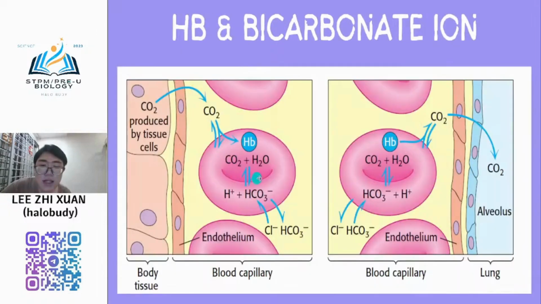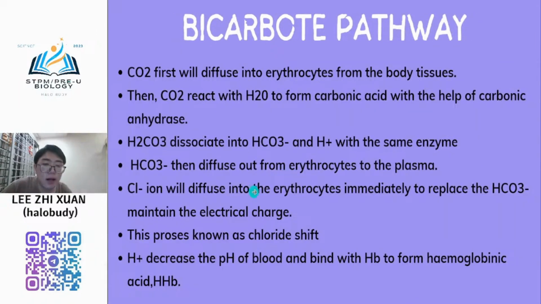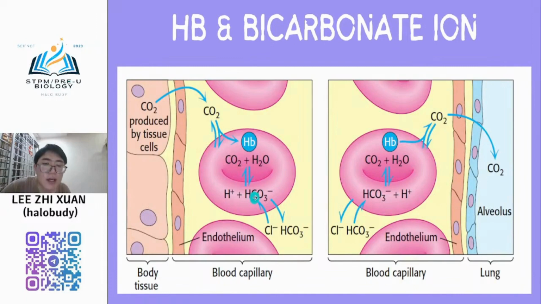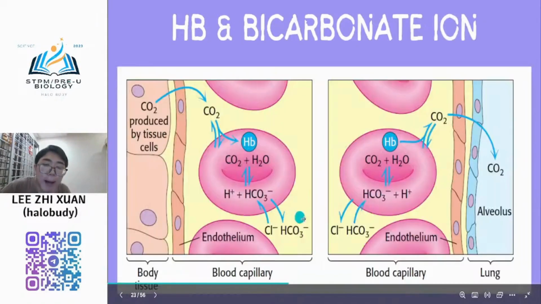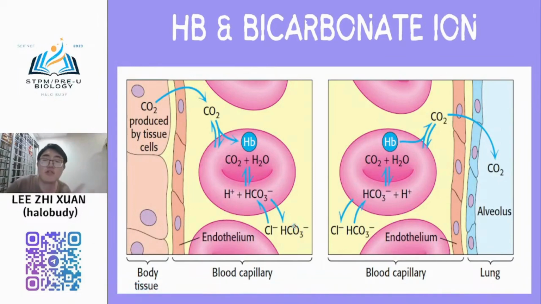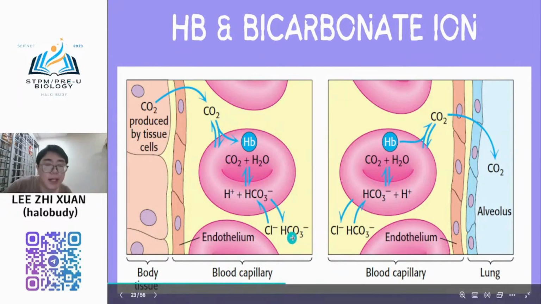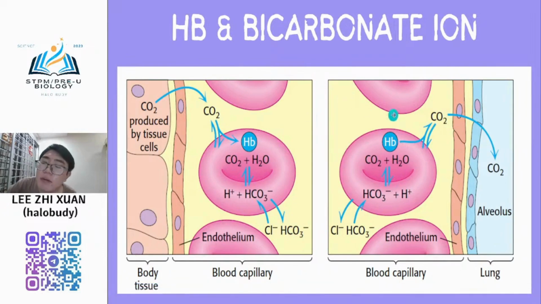Once this process is completed, the erythrocyte will be transported. Now the erythrocyte only contains the chloride ion and hemoglobinic acid. The bicarbonate ion can also be transported, but it is transported in the blood plasma. You know that the blood flows, right? So inside the erythrocyte there is only chloride ion and HHb, and the blood plasma contains the bicarbonate ion.